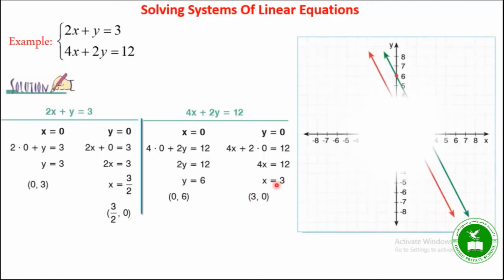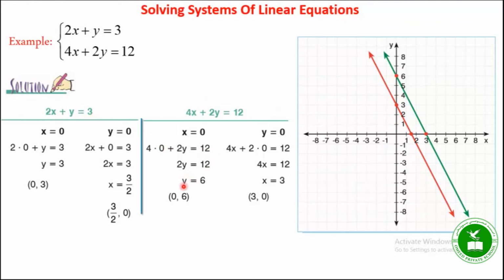So let's come to the graph of the system of linear equations. For the first linear equation, if x is 0, y will be 3. That x is 0 and y is 3, this point. If x is 3 over 2, y will be 0. X is 3 over 2 means half of 1, and this y will be 0. The red graph is the first linear equation, 2x plus y is equal to 3.